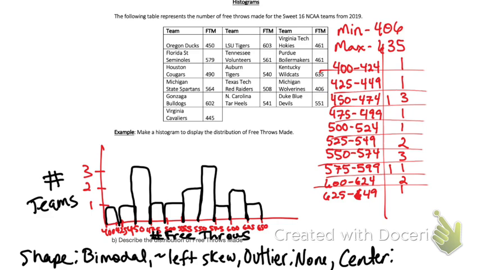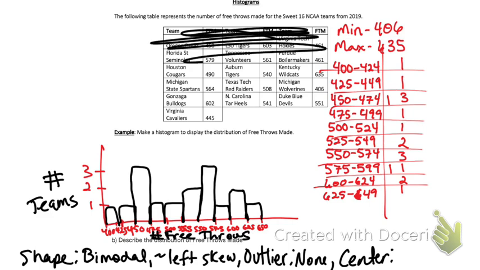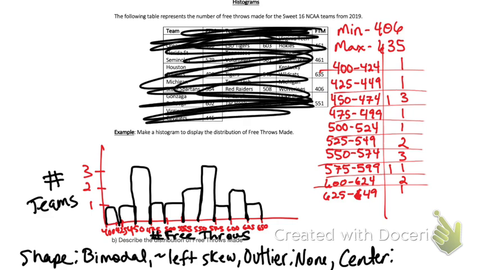Let's pretend we don't have any of that information and all you guys have is this histogram. That's all you got, okay? What is the median of this histogram?